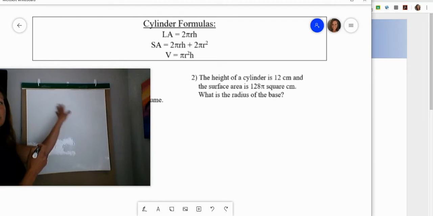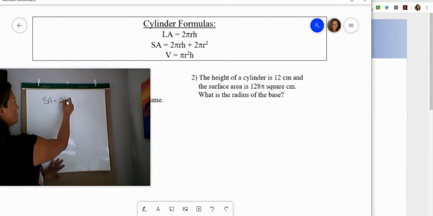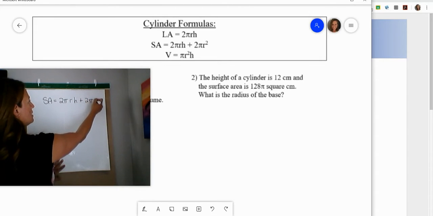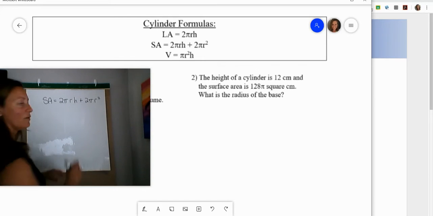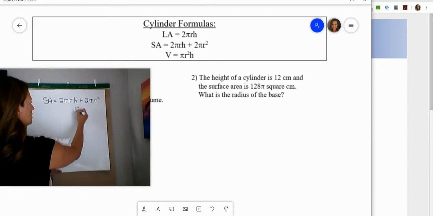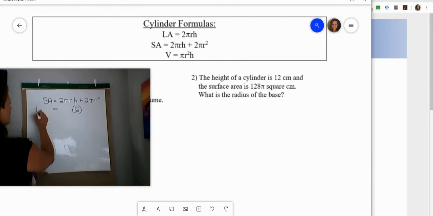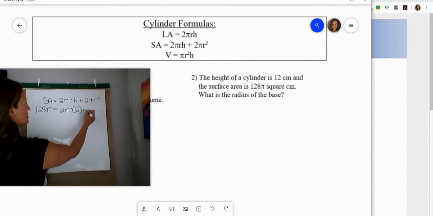So let's start with the surface area formula: 2 pi RH plus 2 pi R squared. And the height is 12, so that's going to go there. And the surface area is 128 pi. Okay, let me just fill in the rest of the formula.